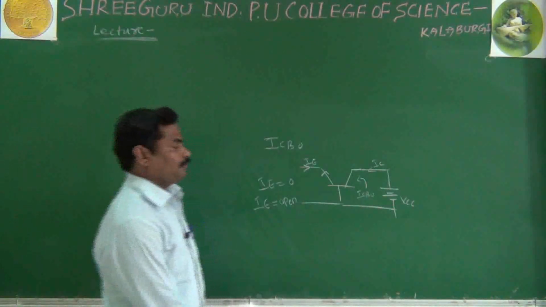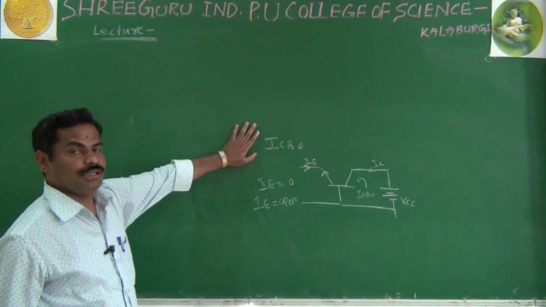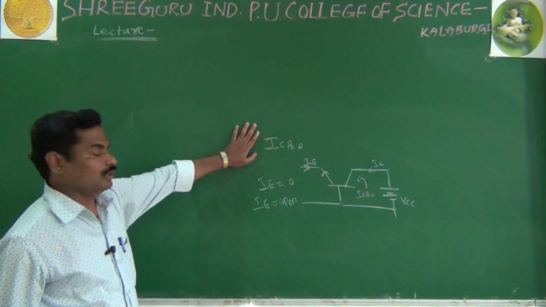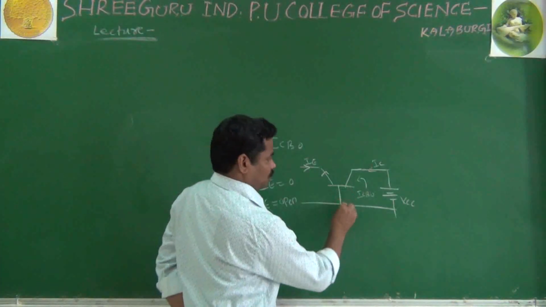It means ICBO is one type of leakage current. It comes under the common base configuration.